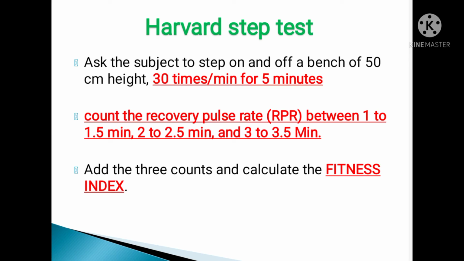Then the Harvard step test. Ask the subject to step on and off a bench of 50 cm height at least 30 times per minute for 5 minutes. Then count the recovery pulse rate between 1 to 1.5 minutes, 2 to 2.5 minutes and 3 to 3.5 minutes. Add the 3 counts and calculate the fitness index.